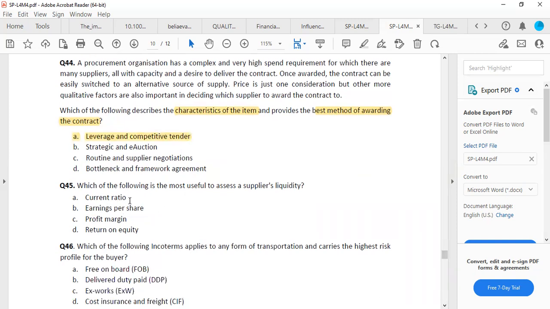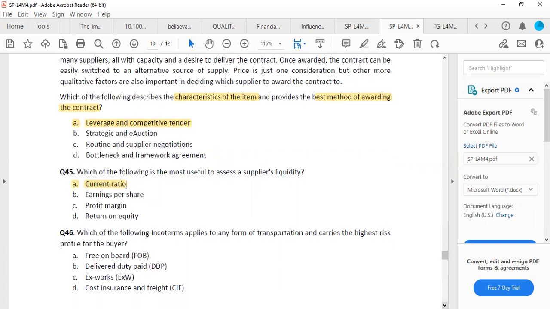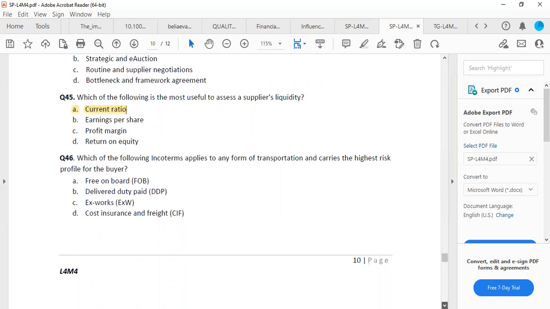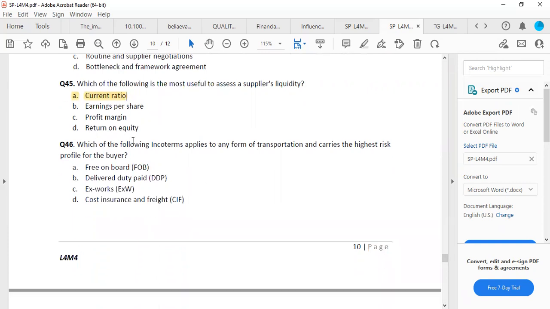All right. Which of the following is the most useful to assess a supplier's liquidity? Current ratio, earnings per share. Current ratio. Hey, this current ratio, they grab them fast. Current ratio, very fast. It means you understand the ratios.